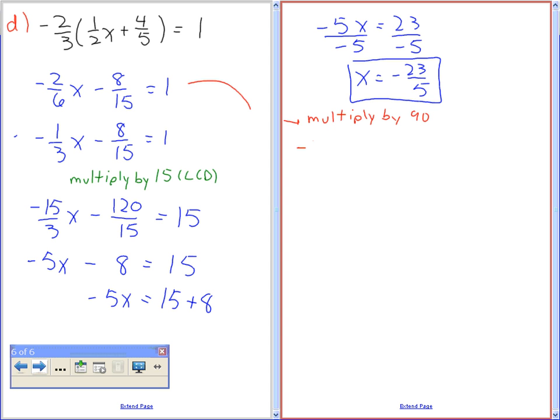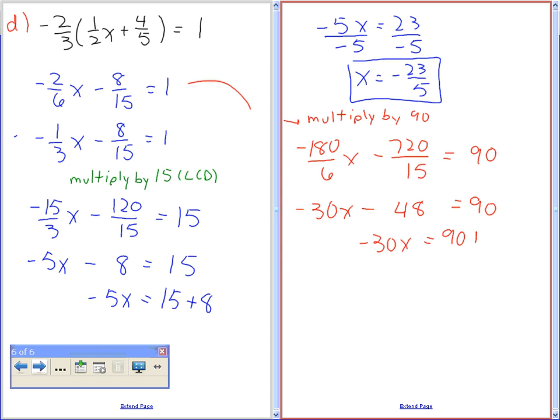So this is going to be -180/6x, oh goodness, minus 720/15. Hope you can see why we like LCD, because this is huge now. These numbers are enormous. 180/6 is -30. Uh-oh. 720/15, can somebody help me? 48. 48? Is that right? That's correct. Equals 90. So -30x is 90 plus 48. All right? Okay. So -30x equals 138.